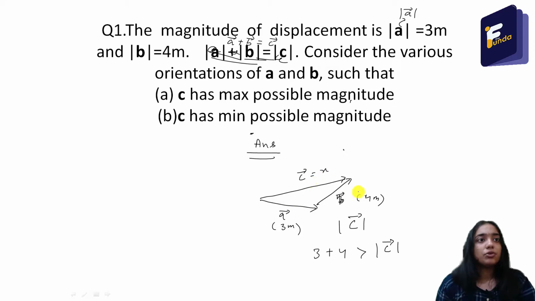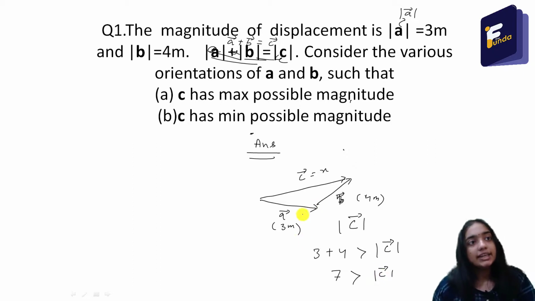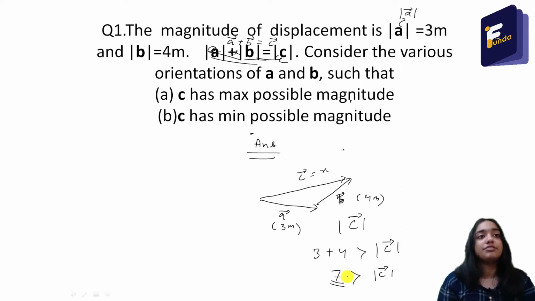So these three are forming a triangle. So sum of two sides, that is 3 meter plus 4 meter, is greater than the third side, that is the magnitude of C vector or x. Okay. So 3 plus 4 is greater than the magnitude of C vector. So 7 is greater than the magnitude of C vector. So if I keep A vector and B vector in this direction like this, then the C vector will always have a magnitude that is less than 7. Okay. So this way I can see from the triangle.